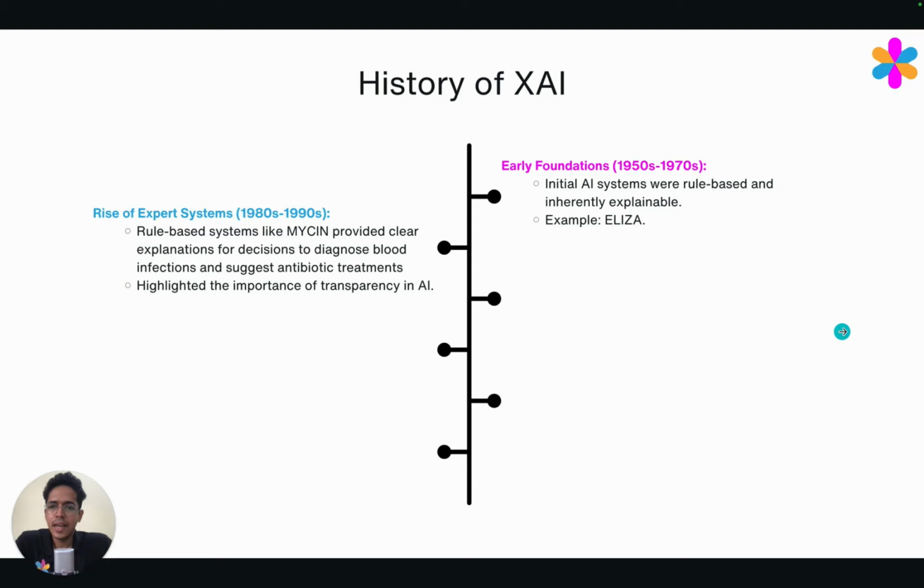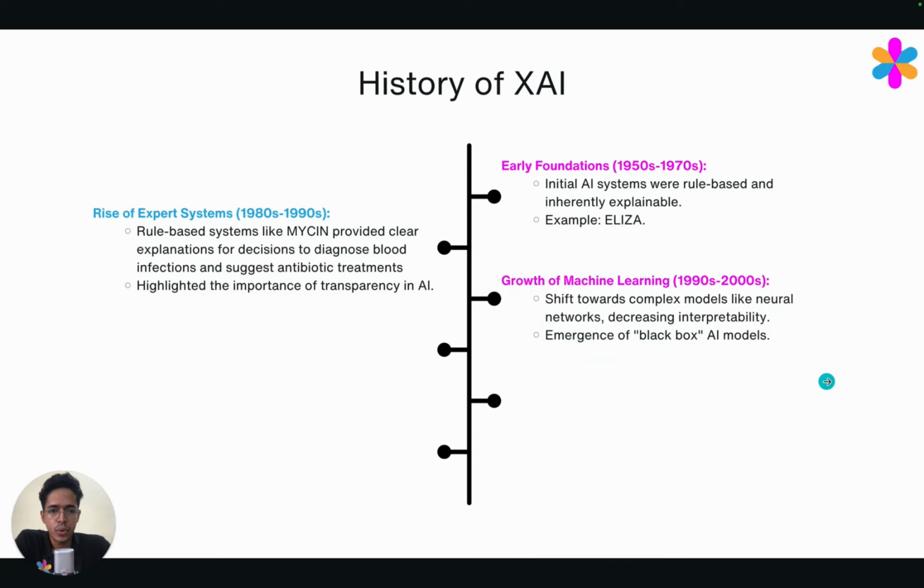And then after that, there were other better expert systems, rule-based systems, which could power. So Mycin was developed at Stanford, and it provided explanations for decisions it made in blood diagnosis and in antibiotic treatment suggestions. So these efforts not only made AI models, they also made these AI models much more transparent than before. And then there was a huge shift towards neural networks.